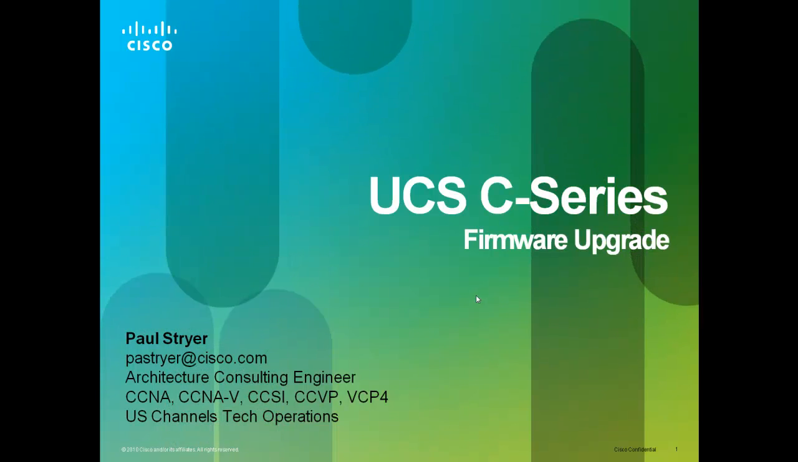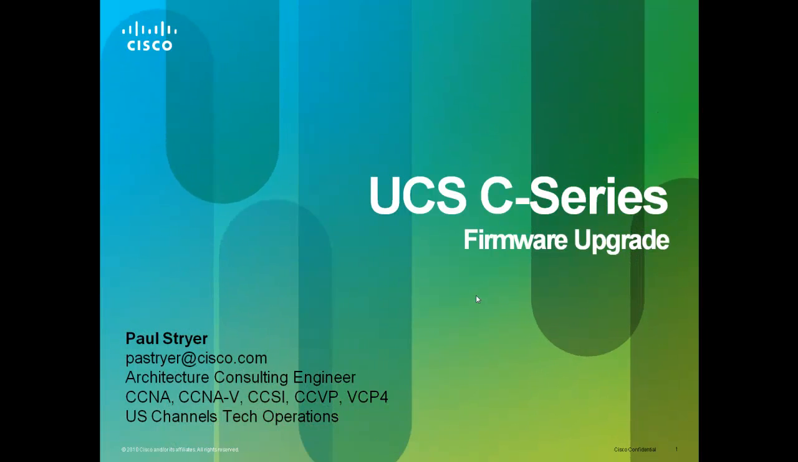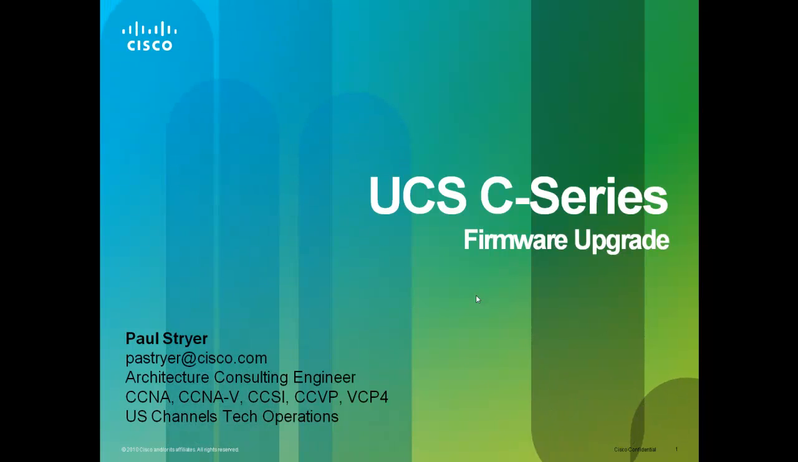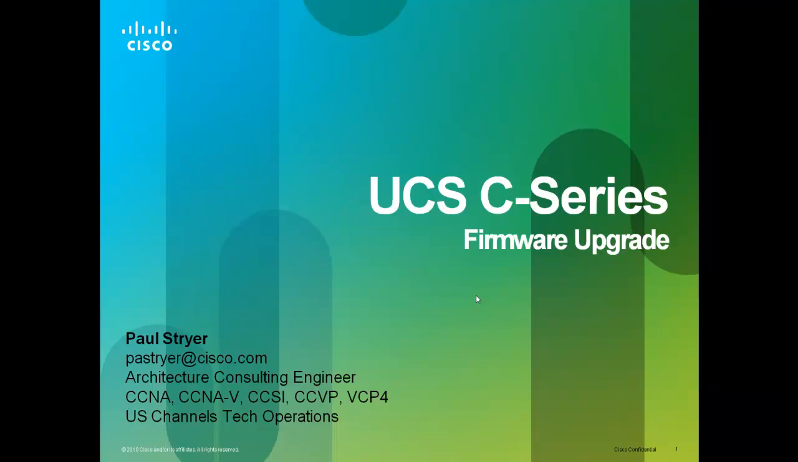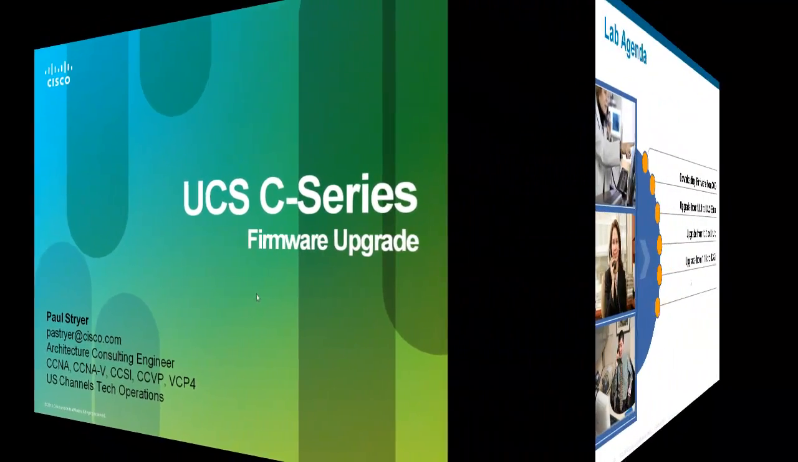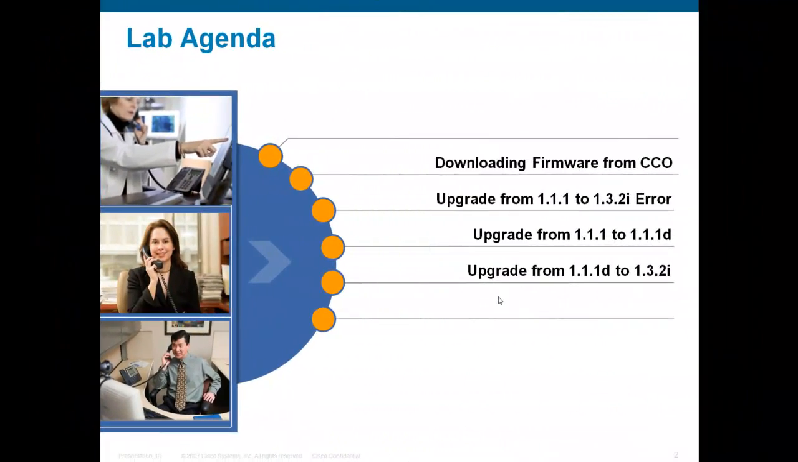In this video, we will upgrade a unified computing system C-Series server firmware from version 1.1.1 to 1.3.2i. The lab agenda in this video is as follows. First, we will download UCS C-Series firmware from cisco.com.